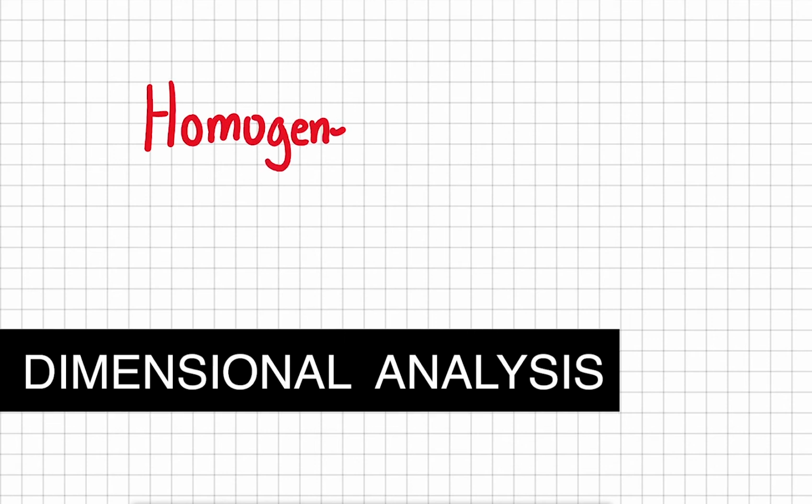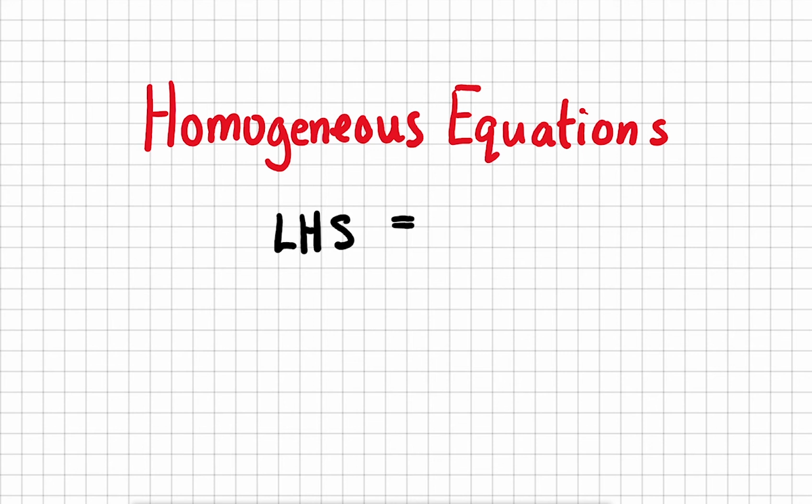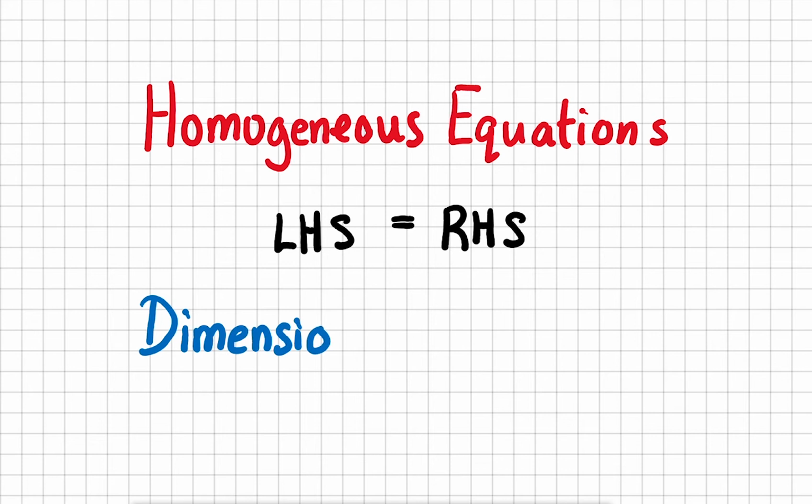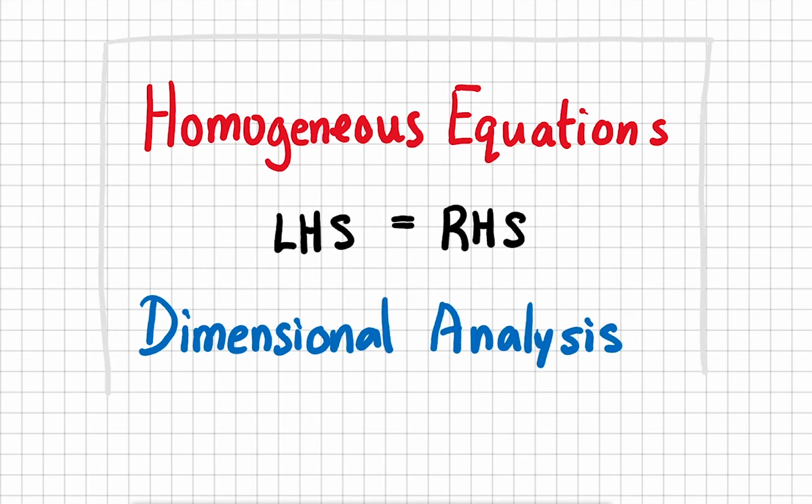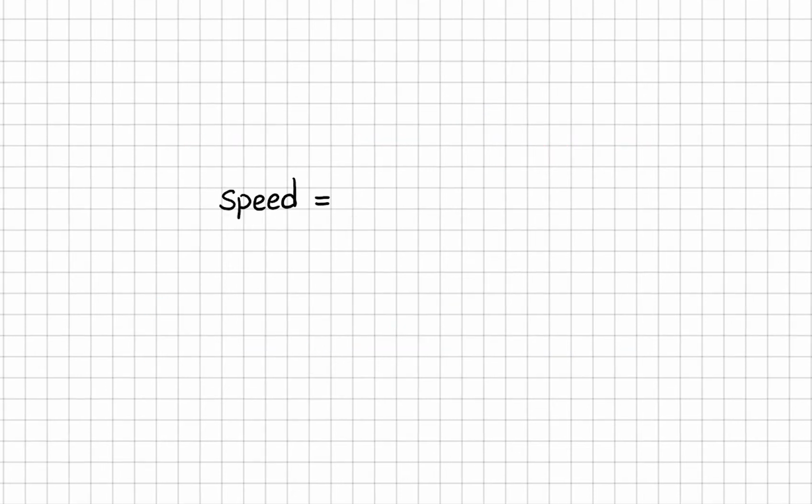Homogeneous equations in physics means that the SI unit on the left-hand side of the equation must be the same as the right-hand side of the equation. We can use a technique called dimensional analysis to prove physics equations to be homogeneous or to work out an unknown unit. Take the speed equation for example.